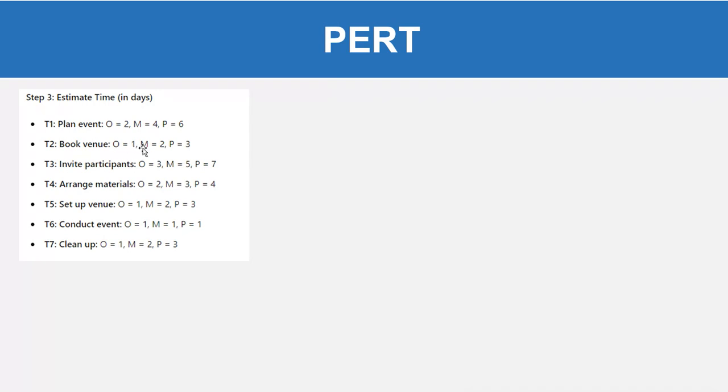Task 2, book venue: optimistic 1, most likely 2, pessimistic 3. Task 3, invite participants: optimistic 3, most likely 5, and pessimistic 7. Task 4, arrange materials: optimistic 2, most likely 3, and pessimistic 4. Task 5, set up venue: optimistic 1, most likely 2, pessimistic 3. Task 6, conduct event: optimistic 1, most likely 1, and pessimistic is also 1. Task 7, cleanup: optimistic is 1, most likely 2, and pessimistic is 3.